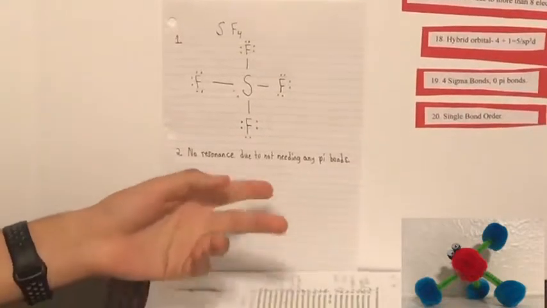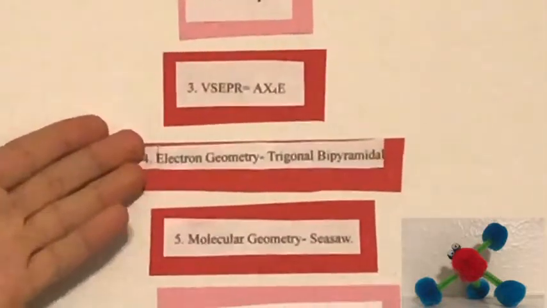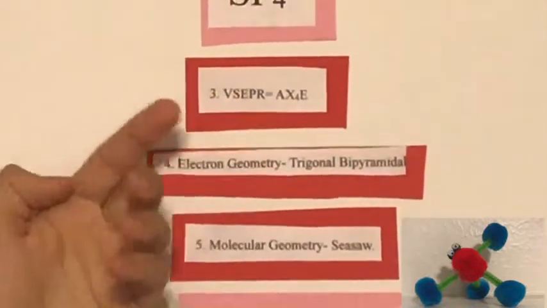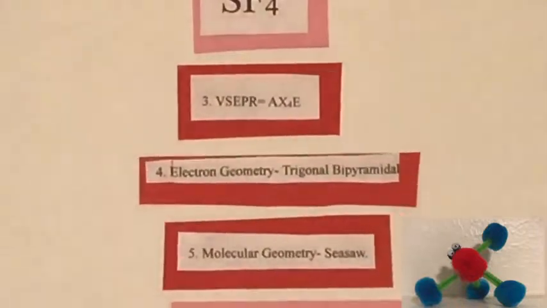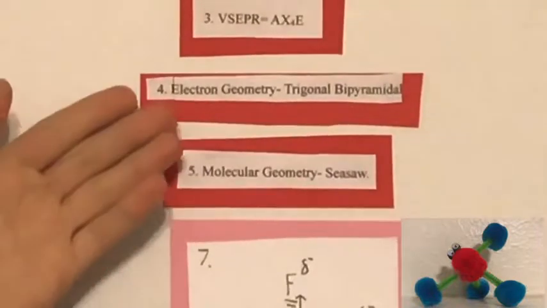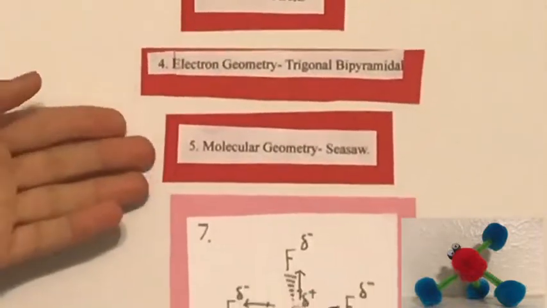Secondly, there will be no resonance on this structure due to not needing any pi bonds anywhere, because you have all single bonds. Third, we're going to talk about the VSEPR formula, which is A, on the central atom, you have 4 bonds and 1 lone pair, so E. Step 4, the electron geometry. This is trigonal bipyramidal. The molecular geometry is going to be seesaw.